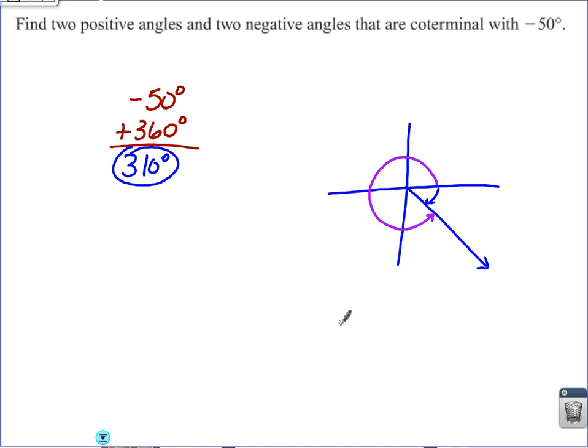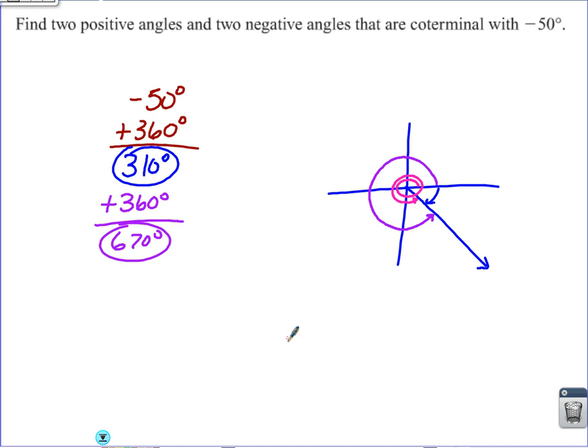Another positive one, to get another positive one, you just tack on another 360, and you end up getting 670. So two positive coterminal angles with negative 50 would be 310 and 670, which would look identical. You just have another loop on it. You spun it another time, and that's how we draw 670 degrees. I would say, okay, here's 360, 670. You just show that you spun around once and then you went 310 more degrees.